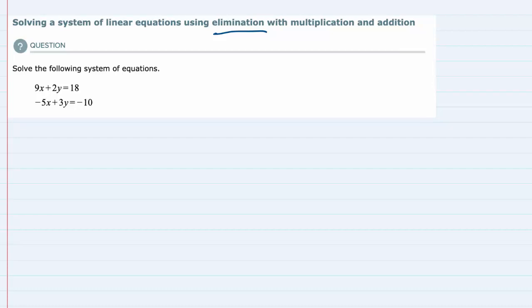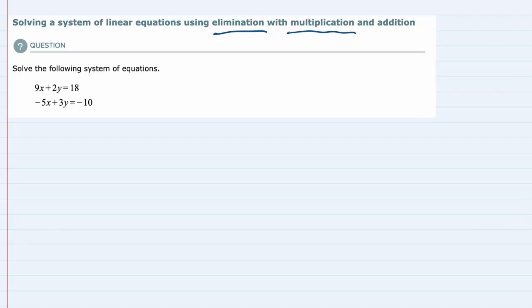So we are going to have to use multiplication in order for that to happen, because if we were to add them as is, nothing would cancel. We've got a 9x and a minus 5x. We've got a 2y and a 3y. No canceling, but that's where the multiplication comes in. So we can either try to get the x to cancel or the y to cancel, and sometimes there may be a little advantage to canceling one versus the other one, but the method is going to be the same.